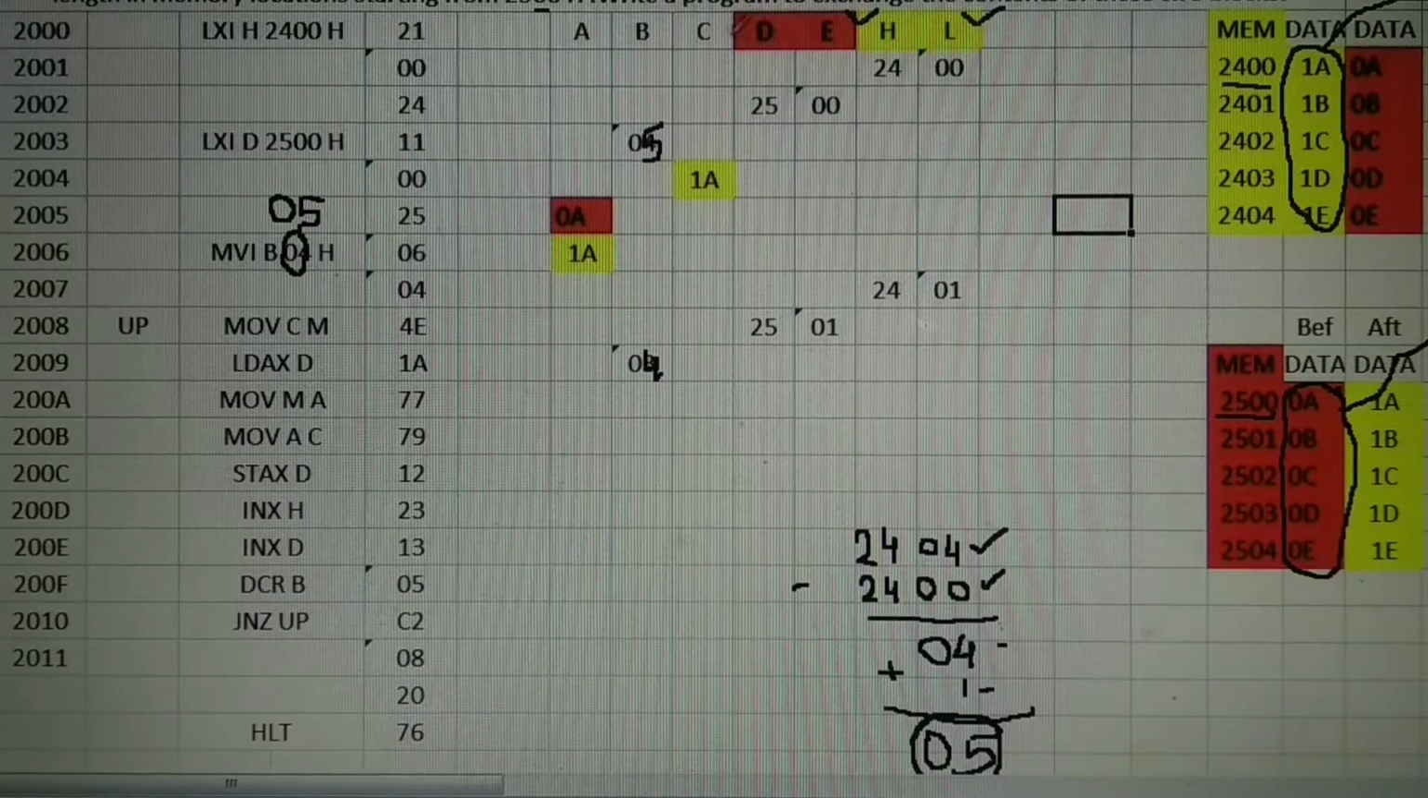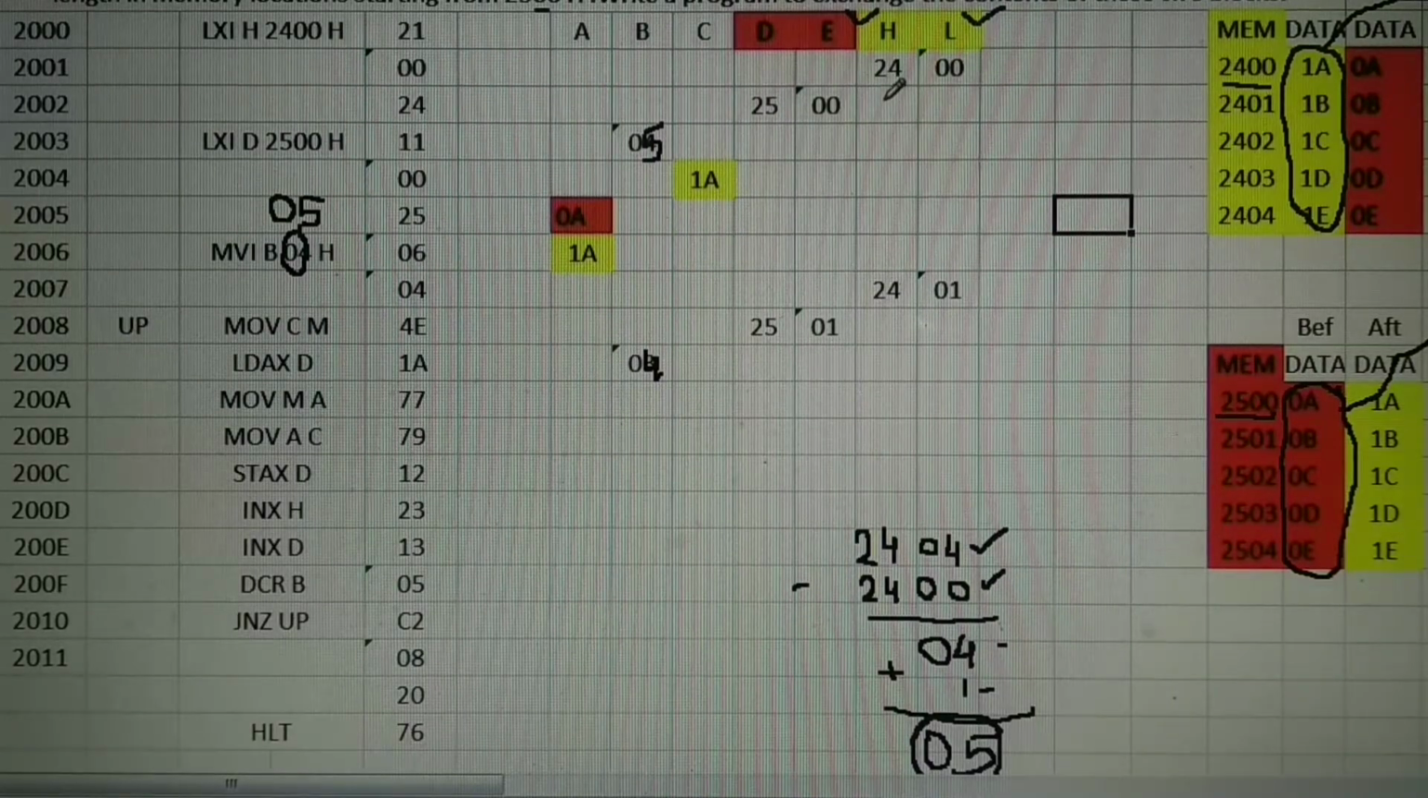First initialization: LXI H, 2400, the initial address of the first block. Then LXI D, 2500, the initial address of the second block represented with DE. MVI B, 05, how many memory locations you have to handle, that is initialization. 05 means 05 marbles you kept in register B.